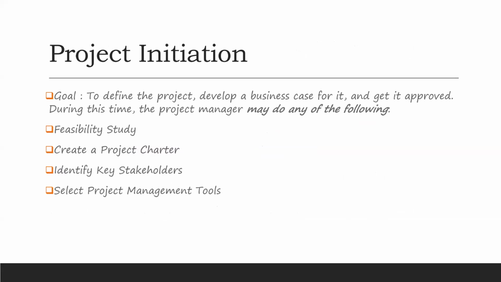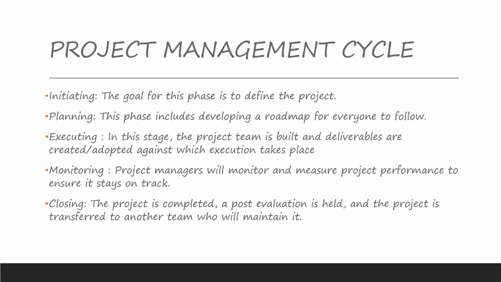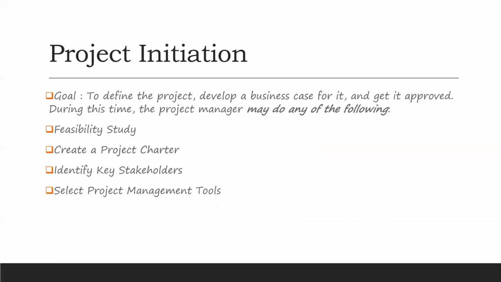Now, the number one in the management cycle, as you have seen, is initiating the project or project initiation. So the goal here is to define your project. Then you develop a business case for the project and you get your business case approved. And during this time, the project manager may do any of the following. Why we say any is that it depends on the nature of the project. There could be a feasibility study.